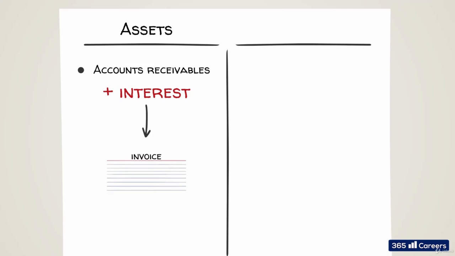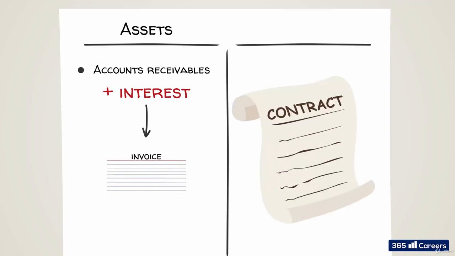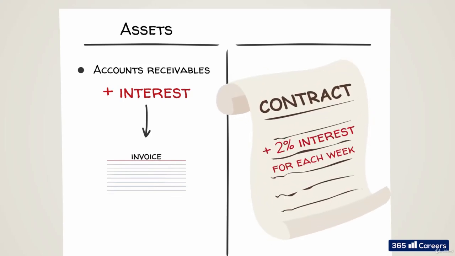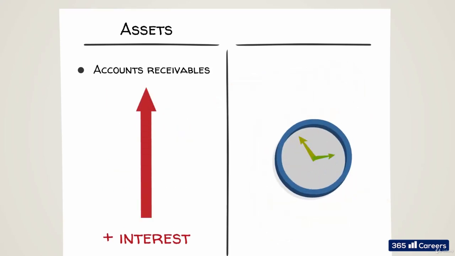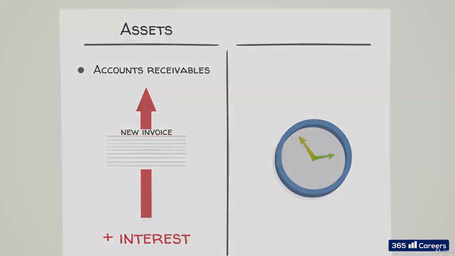The amount and the terms regulating the accrual of interest for a delayed payment are typically agreed upon in the original sales contract that the two sides have signed. Once the client pays us the original amount he owed us, then we will stop accruing interest and we'll create a new invoice with the interest he owes us.